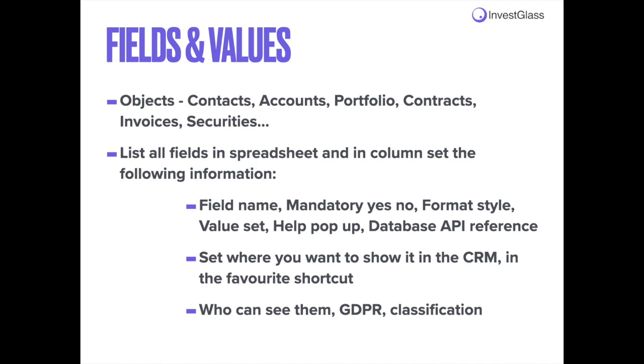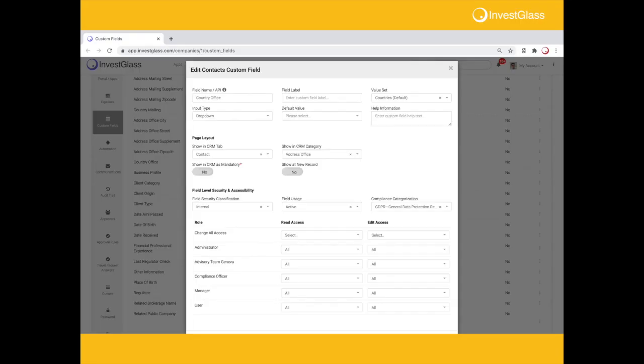Then an API is the reference somewhere else. Are you using another tool than InvestGlass, and perhaps you want the two tools to communicate together? Then set who sees what, which is a very important part, and who can see those fields. And you have a GDPR classification. So this is how it looks within InvestGlass.